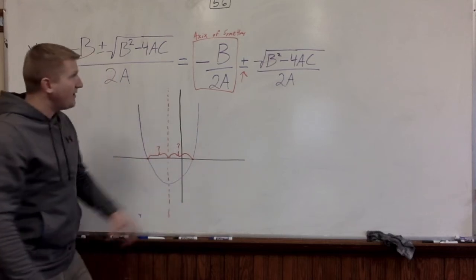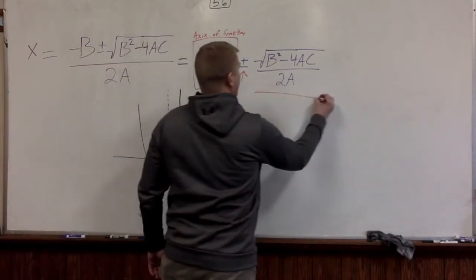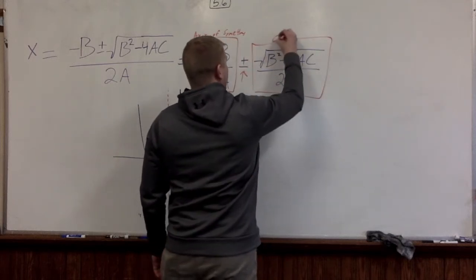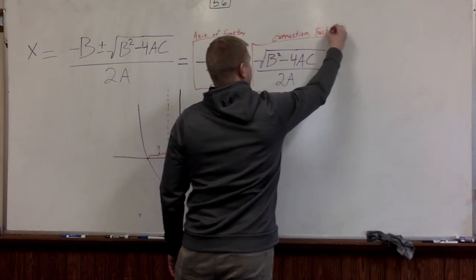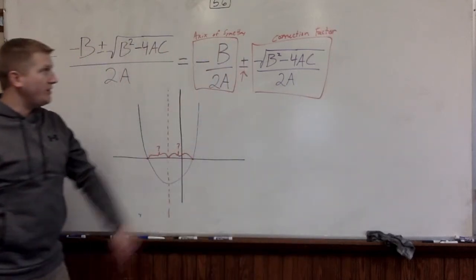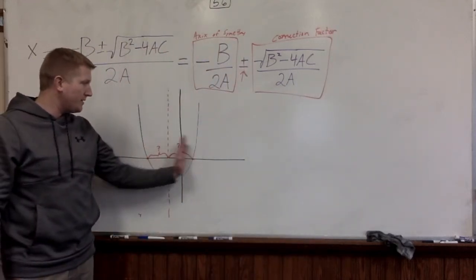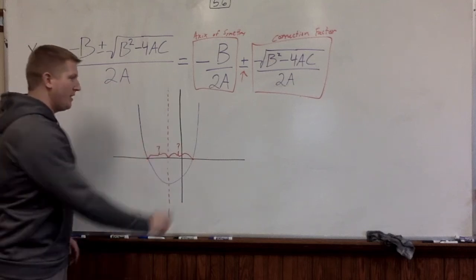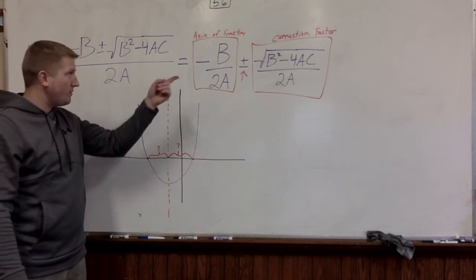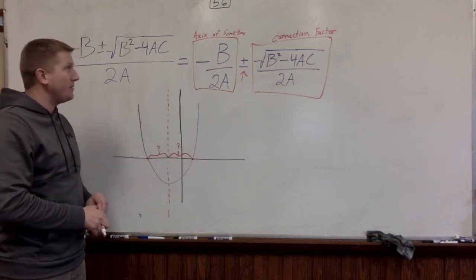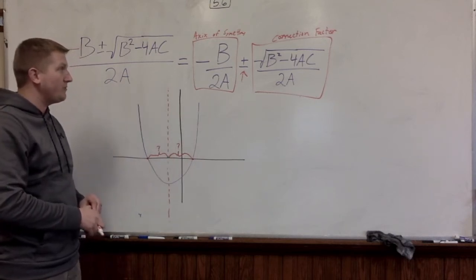And that's what this whole thing is. This is our correction factor. This is going to say how far to the right and to the left of the axis of symmetry these two points are going to be. That's kind of lovely. It's built right into that plus or minus.